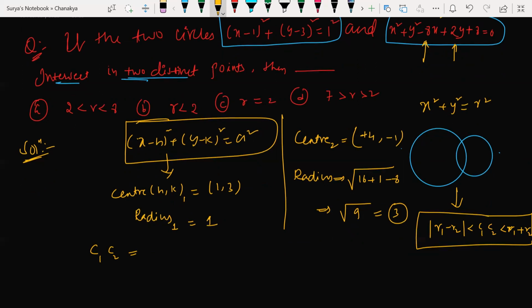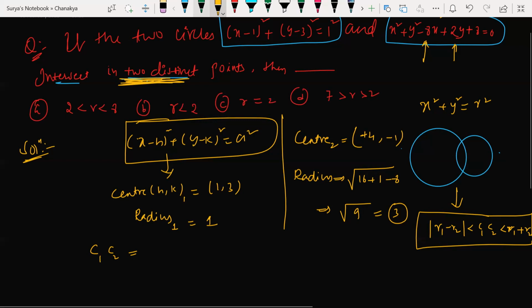The questions which we have solved earlier, in those questions, he has not given any hint that the circles intersect in two distinct points, touch externally, or touch internally. He has not given such data. Simply, he was asking us to find the number of common tangents, right? But look at this question. He has given a hint that two circles intersect at two different points.